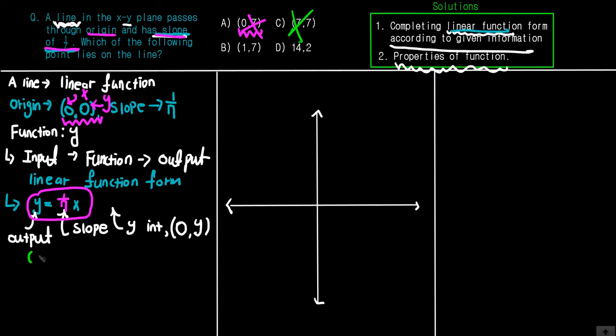D is a case where, if you draw it in a different color, the point is 14, 2. 14 is the x value, and the output, which is 2 in this case, is y. So let's write our function down: y is equal to 1 over 7x. If we input the value of 14 for x, we get the y value to be 2. So 2 is equal to 1 over 7 times 14.